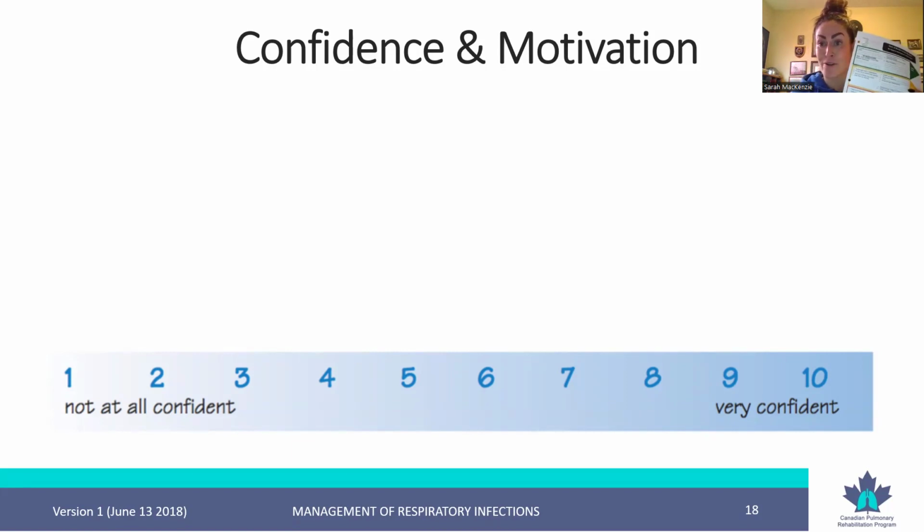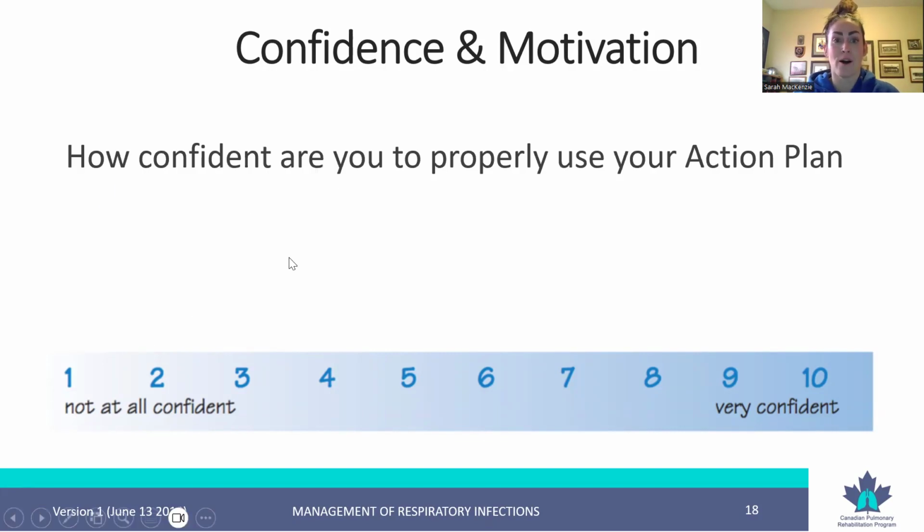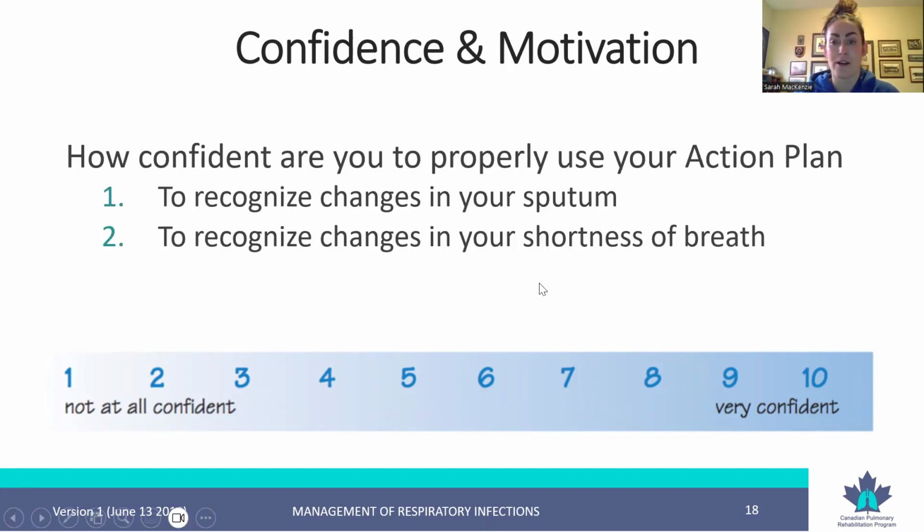The other thing I want you to do is start to communicate this with your loved ones. Practice saying, I'm having a green breathing day. Explain that to them beforehand, what exactly that means, and pay attention to how that improves their ability to support you. Okay. So how confident are you to properly use your action plan?